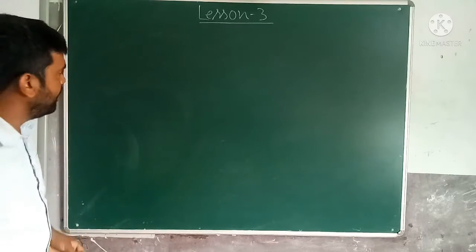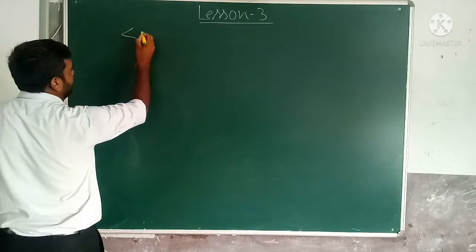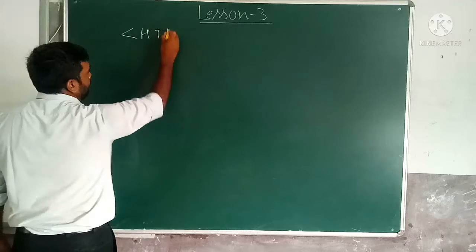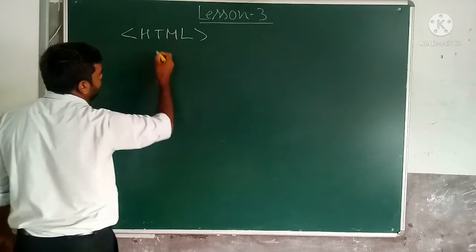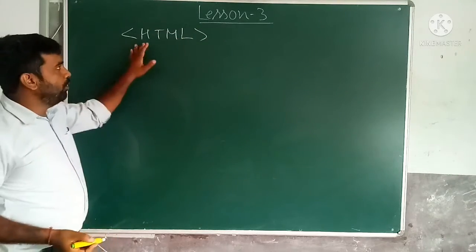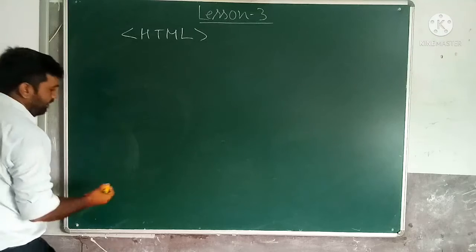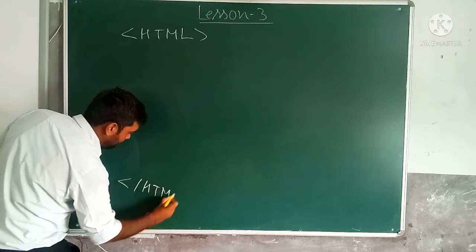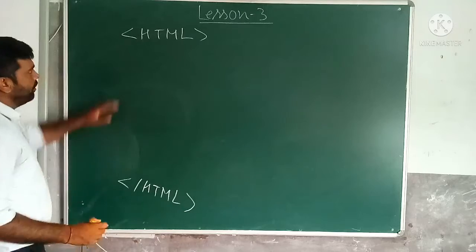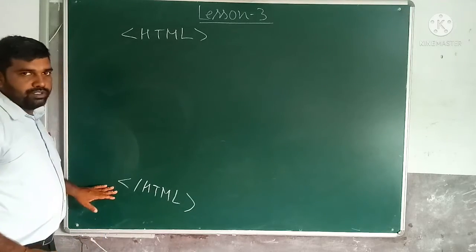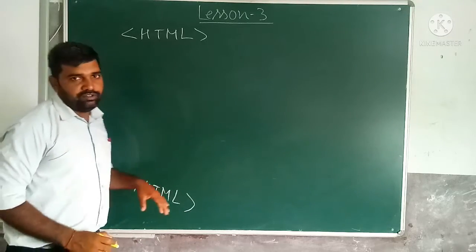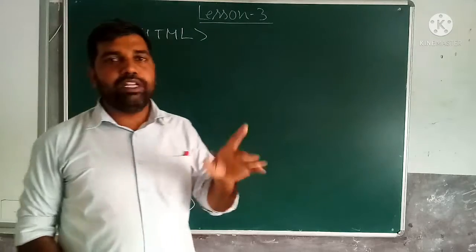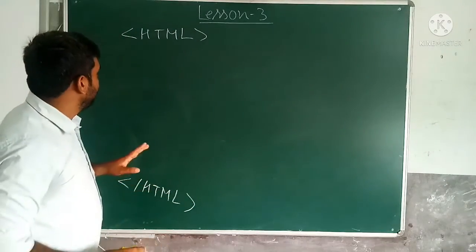See the HTML structure. The HTML is a container tag. All the HTML code is written inside the HTML open and close. So that is HTML open, and here at the end I will close the HTML. This is called the HTML opening, this is called the HTML close. So this is called a container tag. Every container tag has its opening and closing, and closing is mandatory.